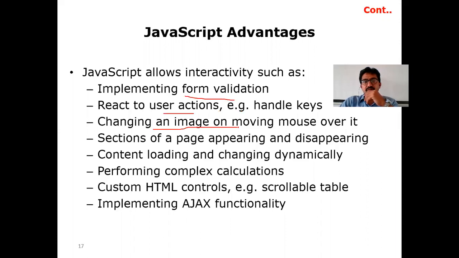Change an image on moving the mouse over it. Like we have already seen some examples, while moving the mouse towards the image, it gets hidden, or when moving towards a link, it moves a little bit, right? A section of a page appearing and disappearing, we can also do with the help of scripts. Content loading and changing dynamically, performing complex calculations, custom HTML contents or scrollable tables, implementing Ajax as well. So these are a few advantages where we can use JavaScript.